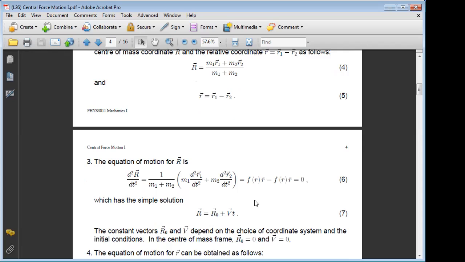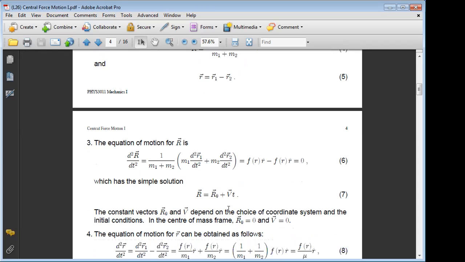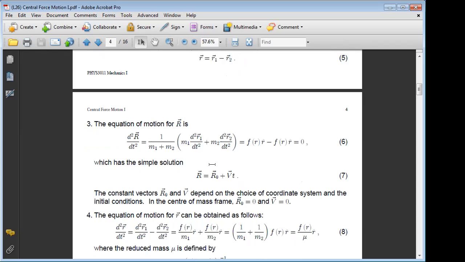Now, if we choose the center of mass frame as our reference frame, then the velocity will be 0, and the constant vector is also 0. In other words, we just pick the origin equal to 0 as the center of mass frame. So the whole thing remains as 0. The capital R vector remains as 0 for all time.